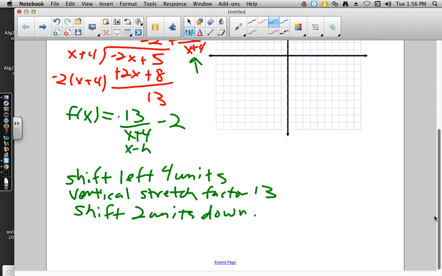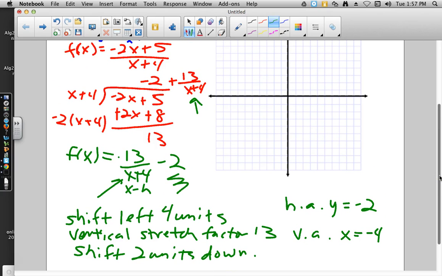The next piece that they wanted was those horizontal and vertical asymptotes. So horizontal asymptote, vertical asymptote. We usually start with the vertical asymptote. That's looking at that denominator and saying what number can't that be. That's going to be x equals -4. And our horizontal asymptote is what hangs out back, so that's y equals -2.